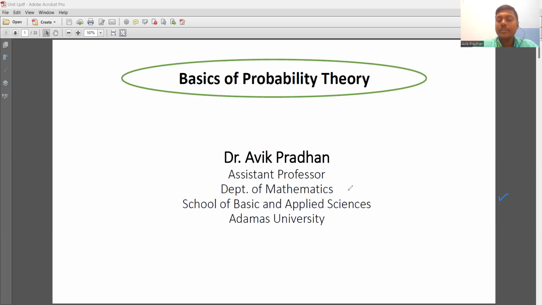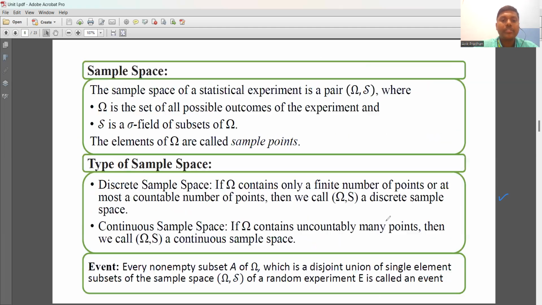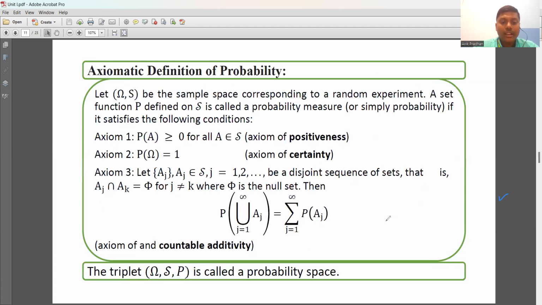We are talking about the basics of probability theory. In the last few lectures, we talked about the basics of set theory. We discussed the basic definitions related to probability. We talked about the sample space, the event, and the axiomatic definition of probability. So today we are going to talk about the axiomatic definition and the probability assignment.